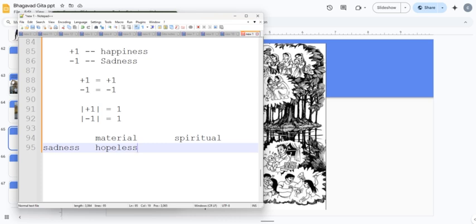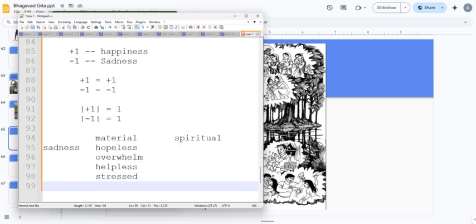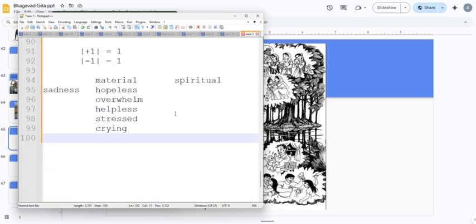Have you ever been sad in your life? Yes, Prabhuji, we have. So how did we feel? I'm trying to ask you this question. Give me many, many words of how you feel. How do you feel when you're sad? Just start giving me words. Overwhelmed. Okay. Helpless. Stressed. Crying. I'll stop here. Let others also say.